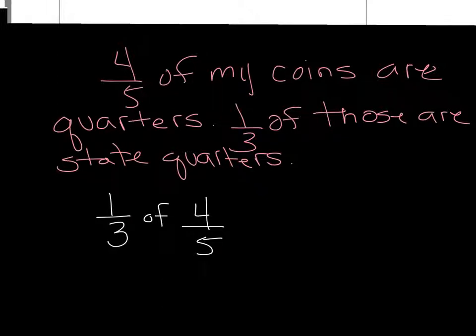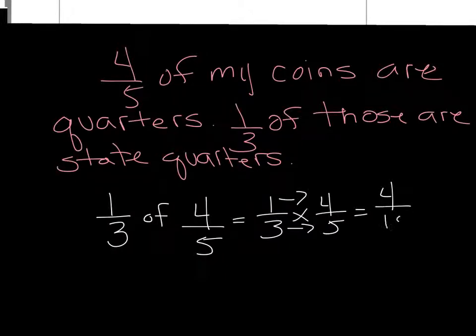So here I have already set up the equation. 1/3 of 4/5. 1/3 of 4/5 is the same thing as 1/3 times 4/5. We would be looking to cross cancel anything we can, which there's nothing to do here. So we're going to multiply straight across. 1 times 4 is 4, and 5 times 3 is 15. Here is the fraction of quarters that are state quarters. And basically what this means is that out of every 15 quarters I have, 4 of them are state quarters.